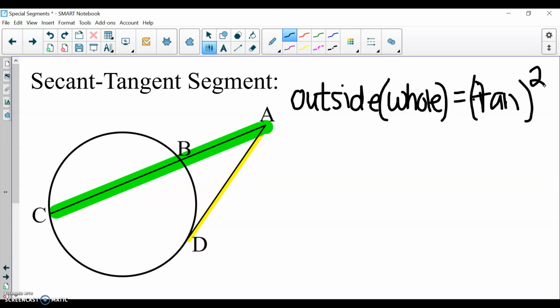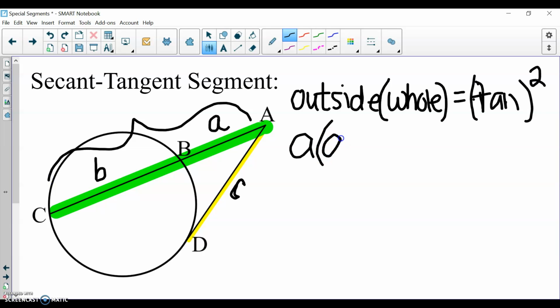Okay. Using letters to try to make this a little simpler for you, on the secant segment, I'm going to let AB be little a, BC little b, and then the length of AD, little c. So putting this more in general terms, you're going to take the outside a times the whole secant segment, which is a plus b, and that's going to be equal to the tangent segment squared. Okay, so a times a plus b equals c squared.